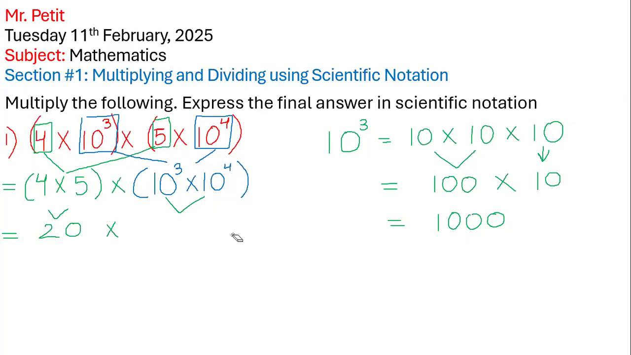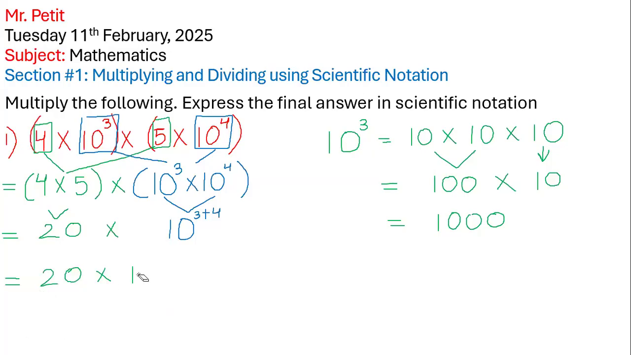This was early on. So you've got to go back to that power rule. Remember I said that if you have the same base and you're multiplying them, what you're going to do to the powers? You're going to add the exponents. So it's going to be 3 plus 4, which is equal to 7. 20 times 10 to the power of what?